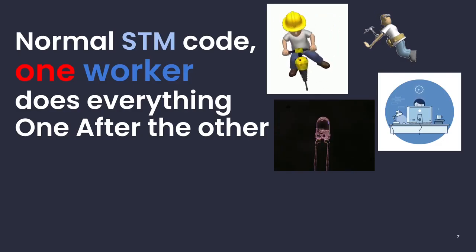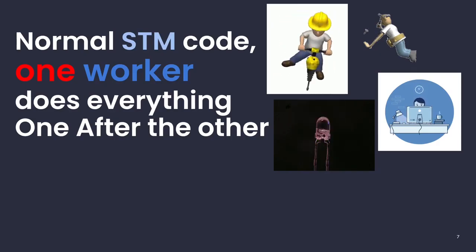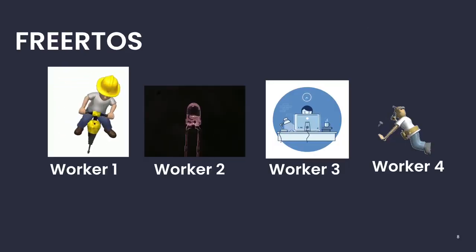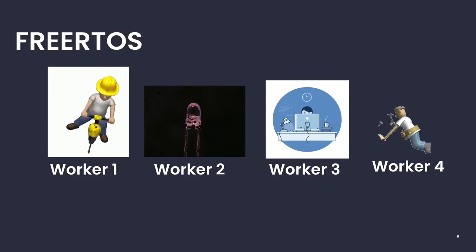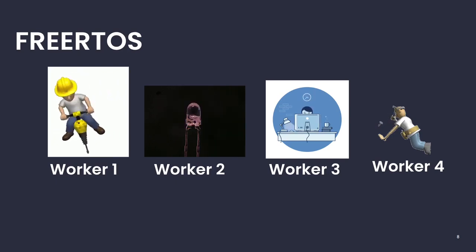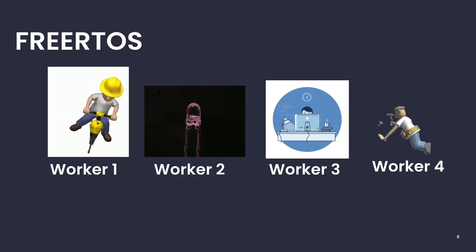Then, as a mayor, you introduce a new system called FreeRTOS. And what does FreeRTOS do? It says only one worker will do one task. A worker won't do more than one task. One worker will dig the road, another worker will blink an LED, another worker will communicate with the user, and another worker will hammer a nail.